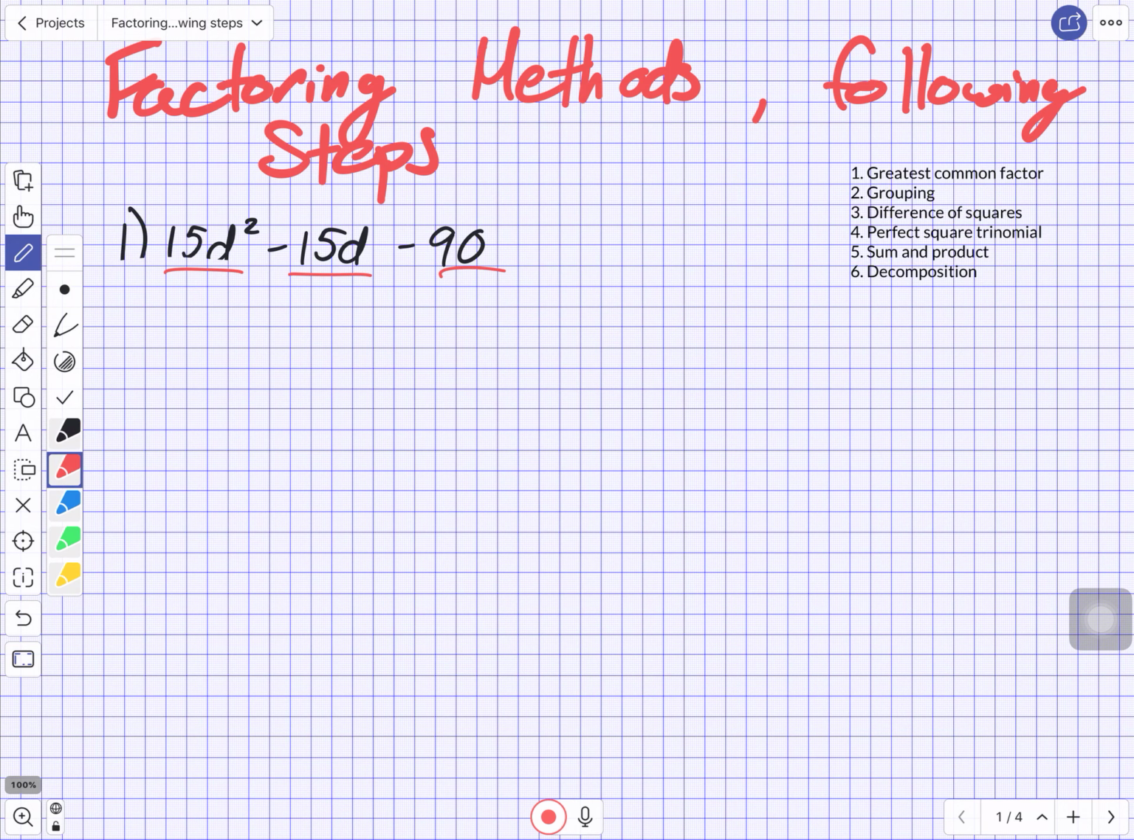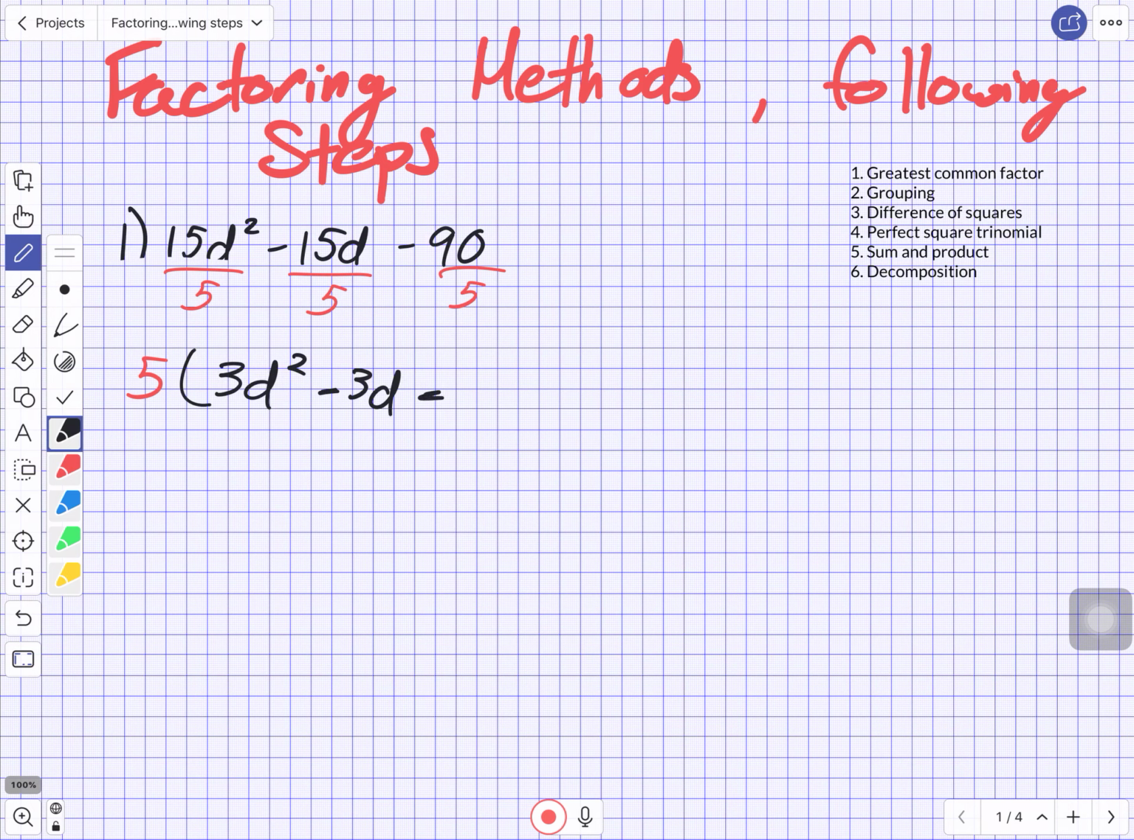But what about the coefficients? Is there a common factor to all those? Yes, 5. So I'm going to divide all of these by 5. When we do that, 5 goes outside, and then we set up a set of brackets. 15 divided by 5 is 3, so we have 3d squared minus 3d minus 90 divided by 5.